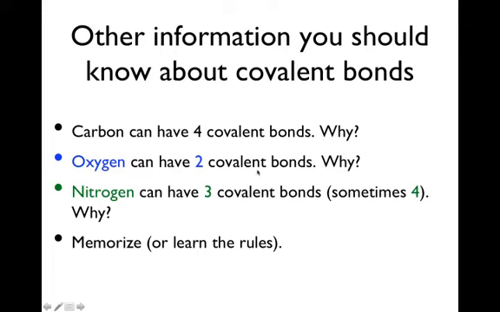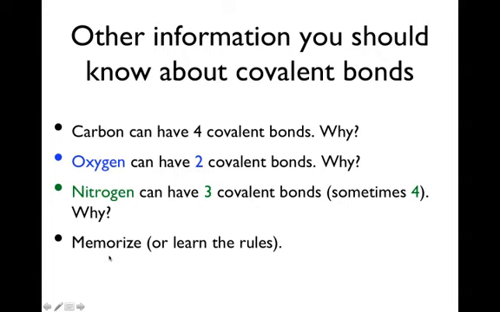Oxygen can make 2 covalent bonds. Again, why? If you look at an electrically neutral oxygen atom, you will see that they have 6 valence electrons, which means that there are 2 empty slots. So 2 slots for sharing means that you can make 2 covalent bonds. Nitrogen can have 3 covalent bonds, sometimes 4. Don't get too hung up on the 4. But again, you can play this game with nitrogen. If you look at electrically neutral nitrogen, it has 5 valence electrons, which means 3 empty slots for sharing, which means that nitrogen will typically make 3 covalent bonds.